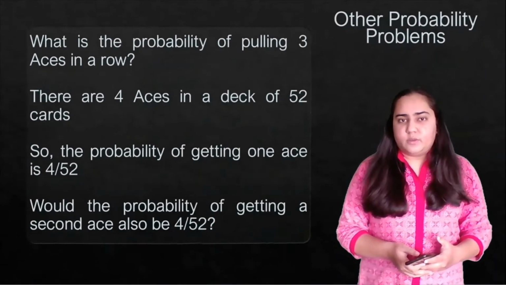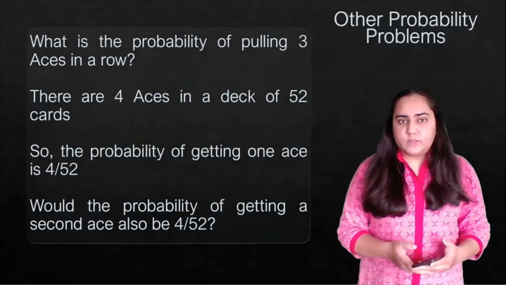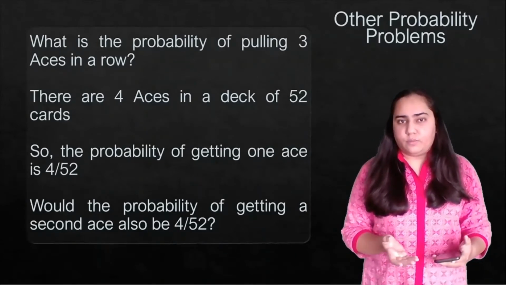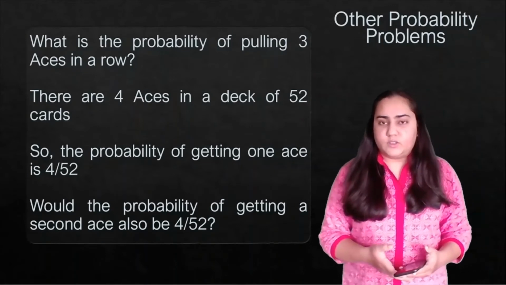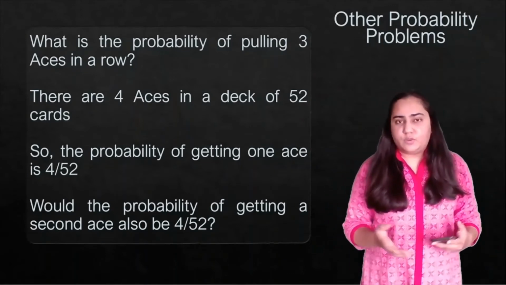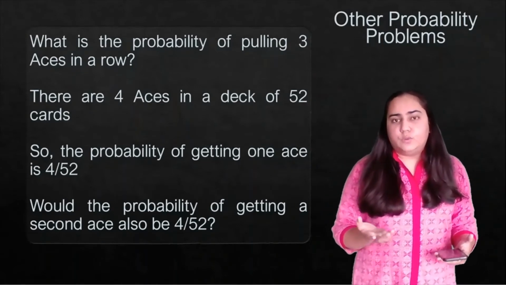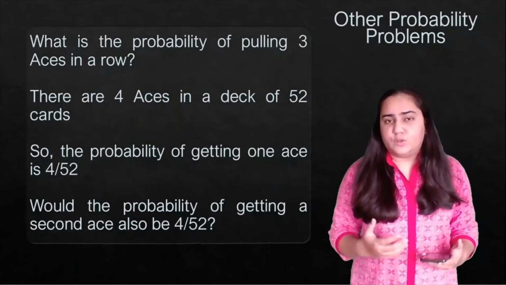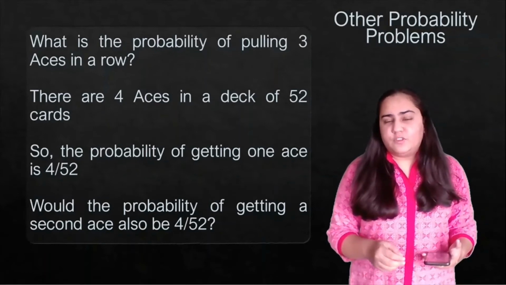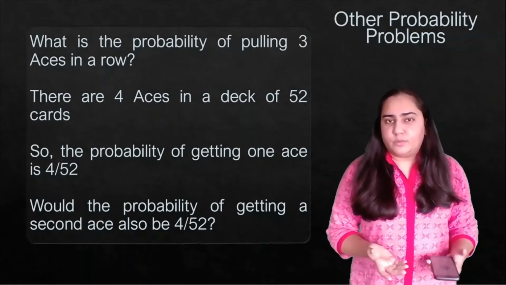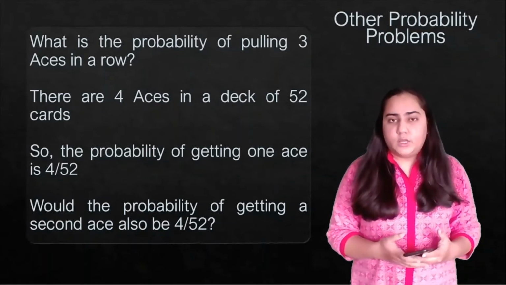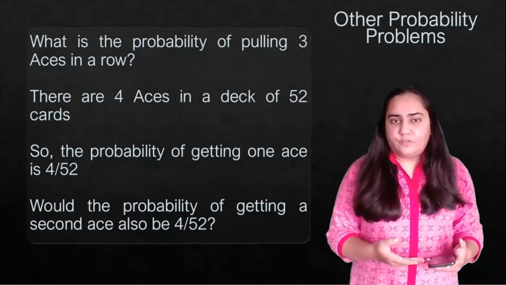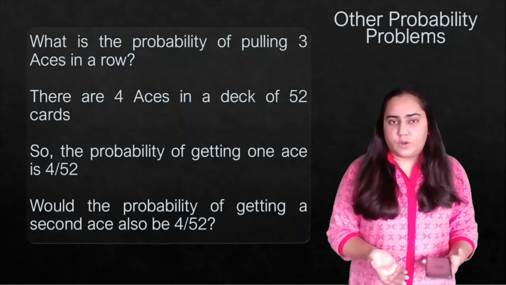Now let's see some other probability problems. What is the probability of pulling three aces in a row? So you have 52 cards. You are picking one card at a time, and you're doing this three times. So what is the probability that all three times you are going to pick an ace? Remember that there are four aces in the deck of 52 cards.